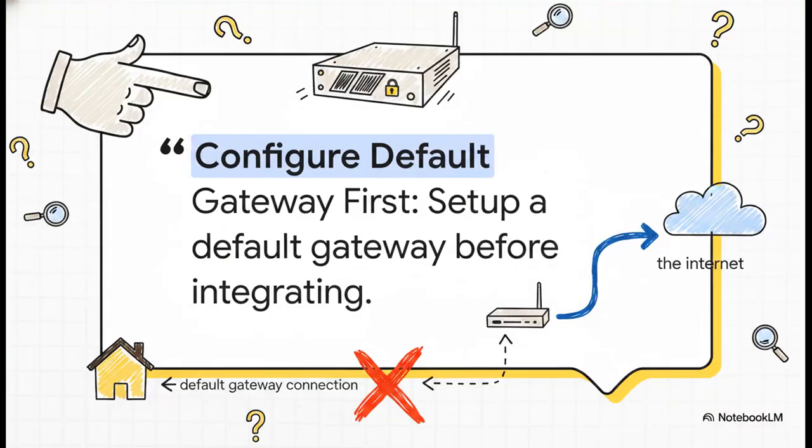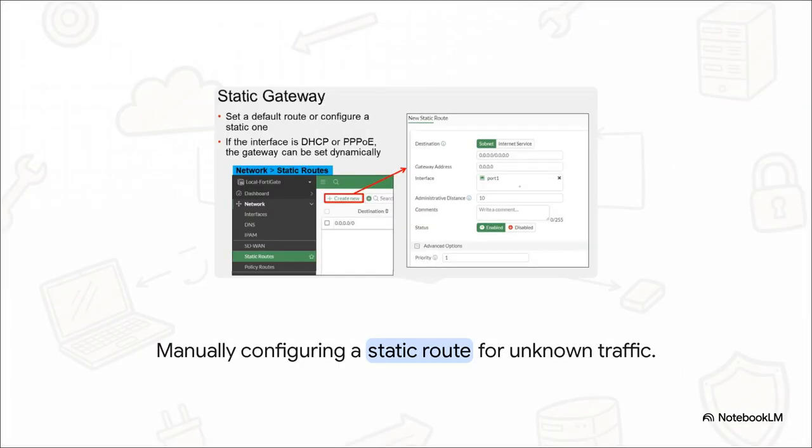Configure default gateway first. Look, I really cannot emphasize this rule enough. Before you even think about building fancy firewall policies, your routing must be established. Without a static route, your FortiGate is effectively flying blind. It's not going to respond to outside packets, and even worse, it won't be able to connect to the internet to pull down its own crucial security updates. So, how do we fix this?